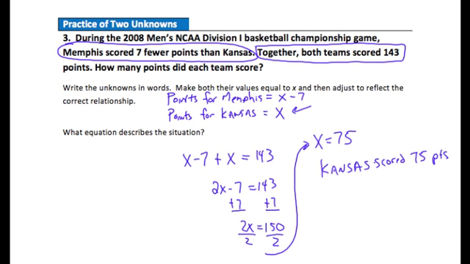75 points. Okay, and now to find Memphis, all we're going to do is take 75 and subtract 7 from it. So if we take 7 away from 75, that'll give us 68. So then we could say Memphis scored 68 points.